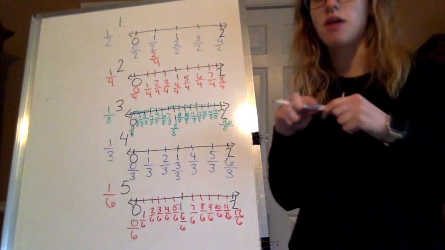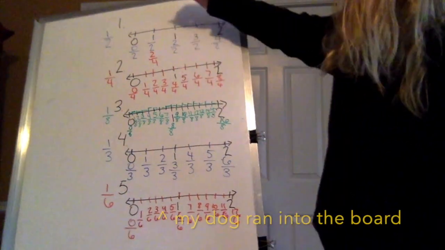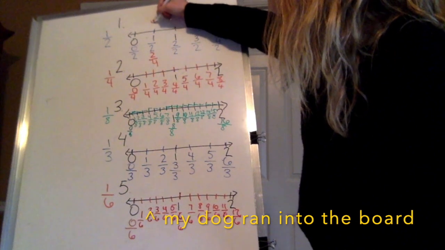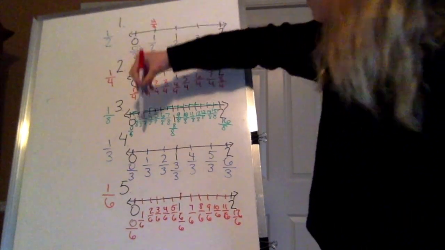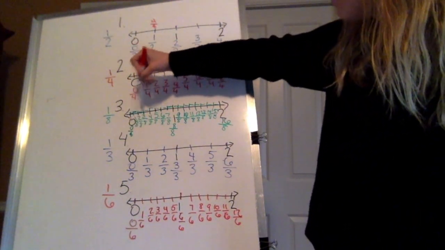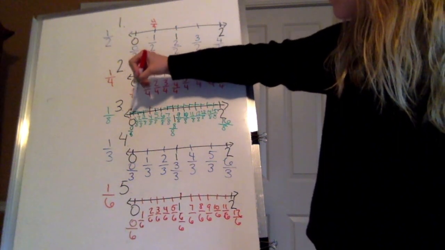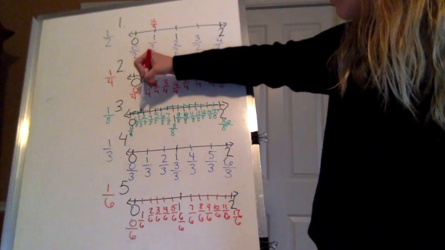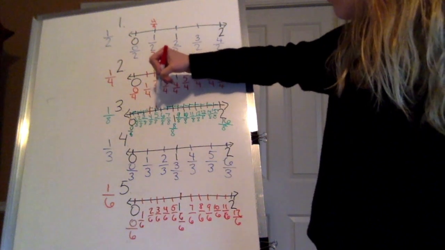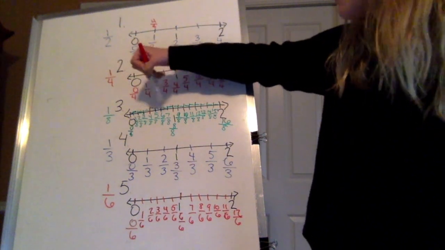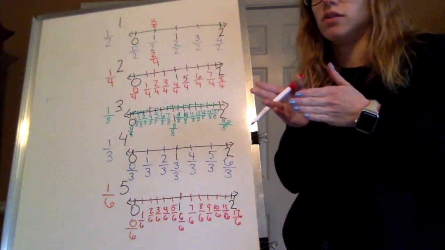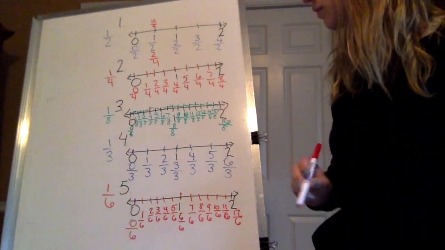Also notice that 4/8 is halfway between 0 and 1. I have the same amount on both sides. I have 1, 2, 3, 4 parts, and 1, 2, 3, 4 parts. So it's halfway. It's in the middle of 0 and 1.